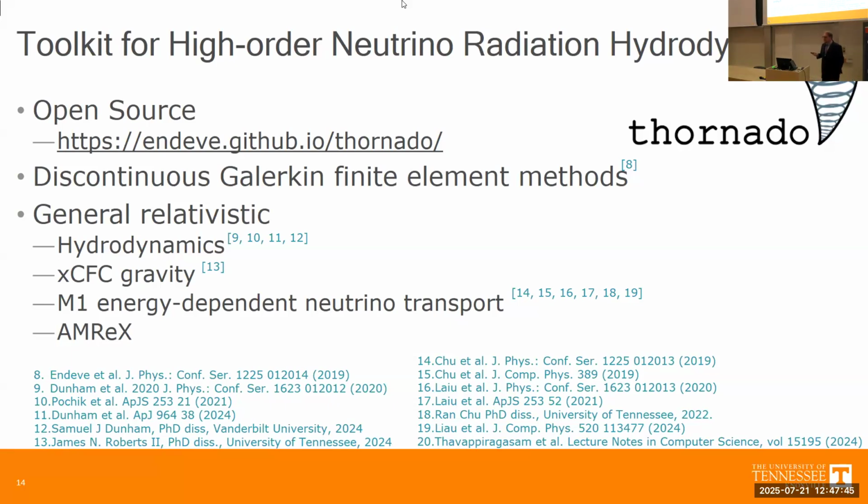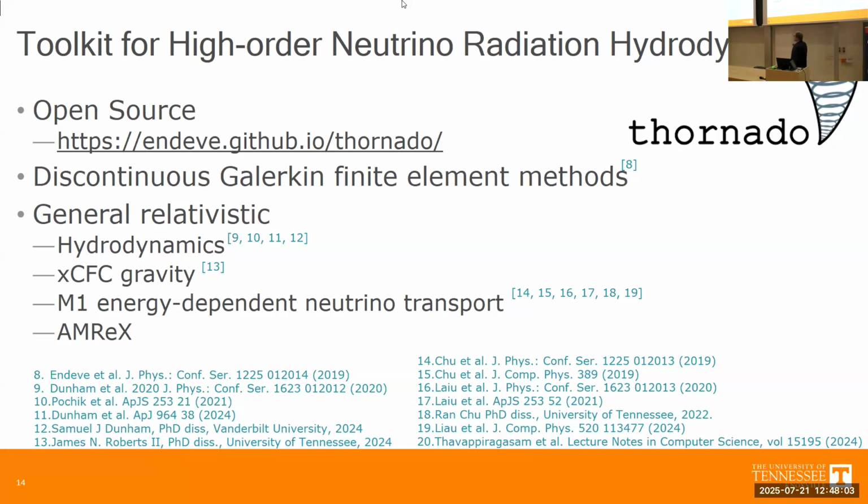One of the big things about this code is that it is all discontinuous Galerkin finite element method based. So instead of finite volume methods, it's finite element methods, and there are numerical practicalities for why that's useful and well motivated. So we're excited for that.